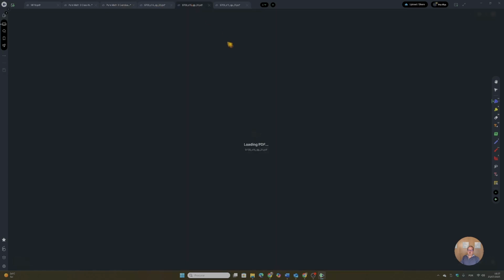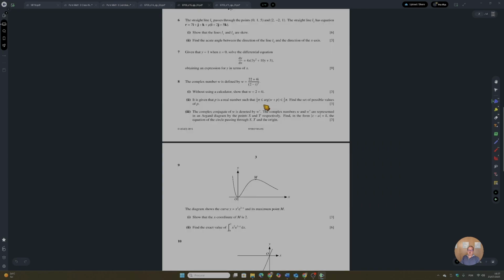Next one is spring 2015, paper 31, and we are looking at question 9. The diagram shows the curve y equals x squared times e to the power of 2 minus x and its maximum point M. Show that the x coordinate of M is 2. We already solved a similar question before.